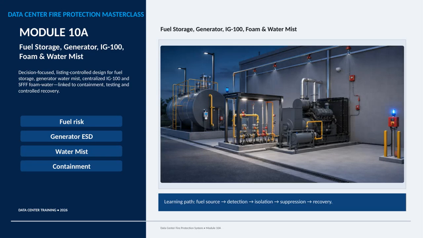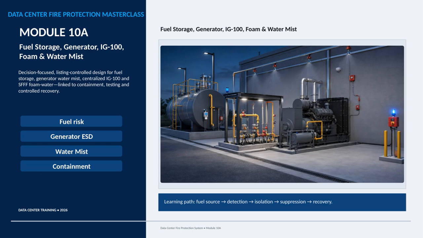This module focuses on 4 closely connected areas: fuel storage, generator emergency shutdown, IG-100 systems, and foam and water mist protection. The central idea is a decision-focused, listing-controlled design. In other words, we will connect system choices to the conditions they must control, the testing required to verify them, and the processes that support a controlled recovery.